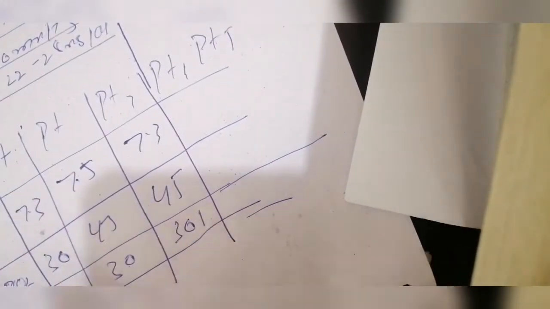Going back to the parameters, patient 1 has 7.3, 30, 20, right? Patient 2 has 7.5, 45, 30, and patient 3 can have any value. When it comes to the ABGs, we draw the arrows first. The first step is to draw the arrow and compare with the normal value.